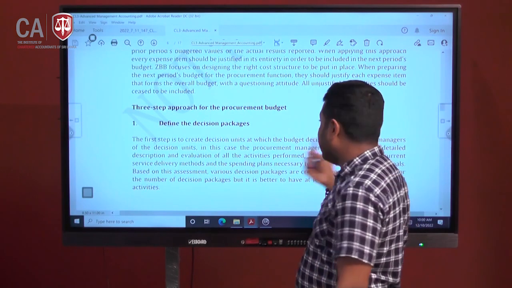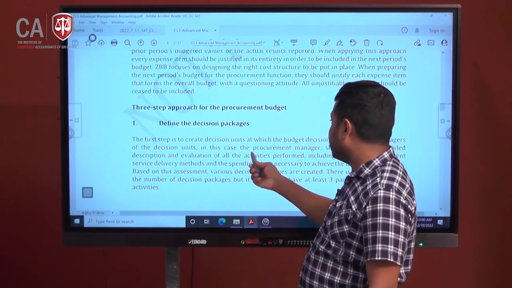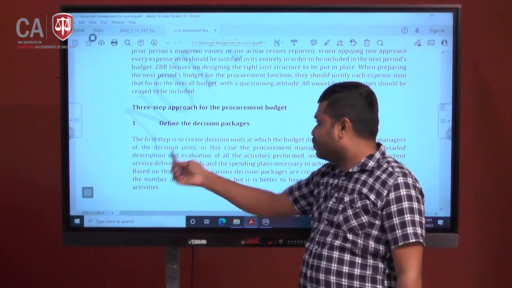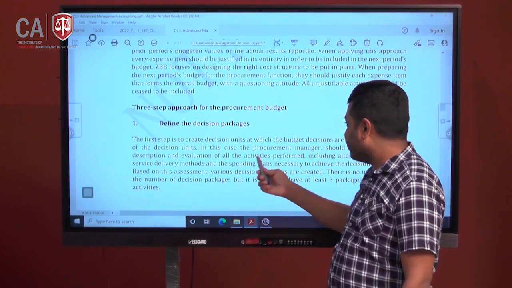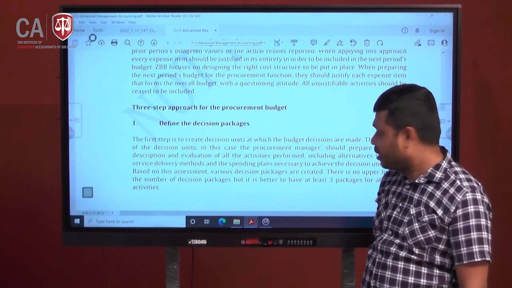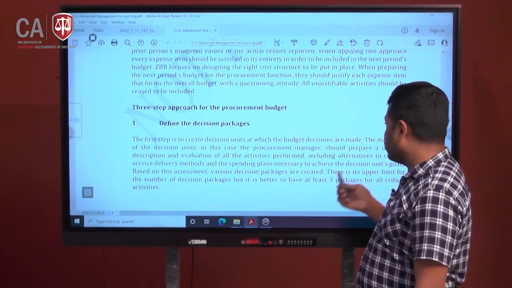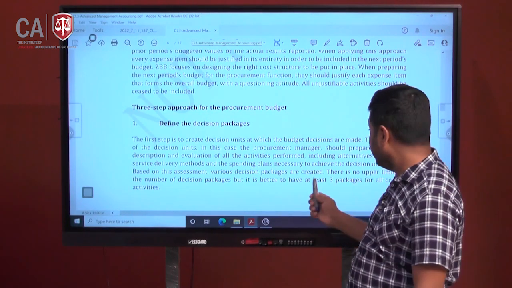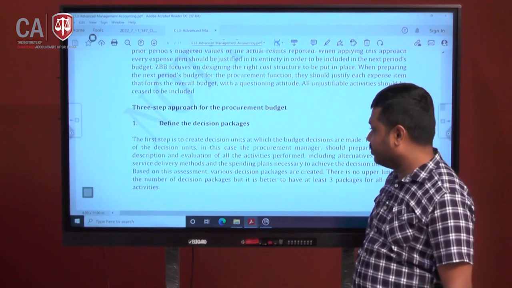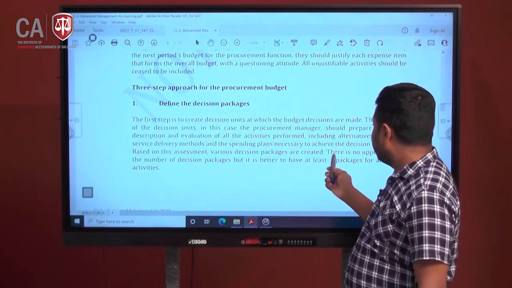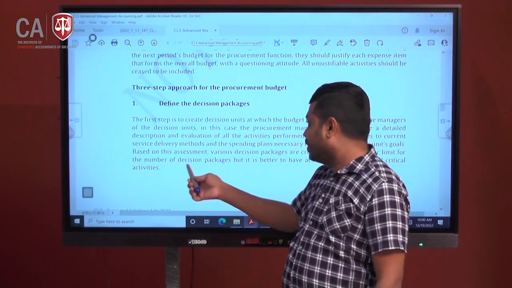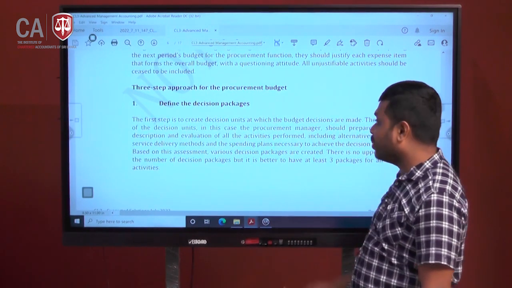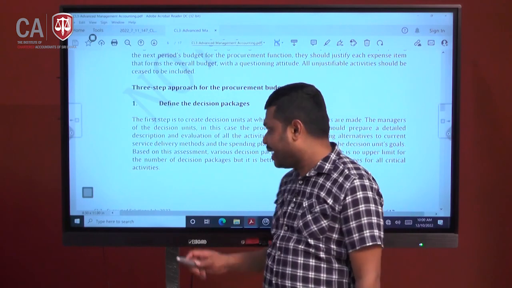Look at this one: the managers of the decision units, in this case the procurement manager, should prepare a detailed description and evaluation of the activities performed, including alternatives to the current service delivery method and the spending plans necessary to achieve the decision unit's goal. There is no upper limit for the number of decision packages, but it is better to have at least 3 packages for all crucial activities.